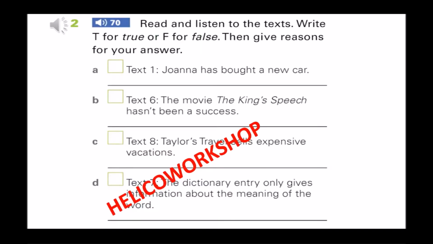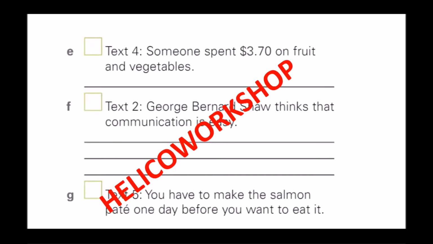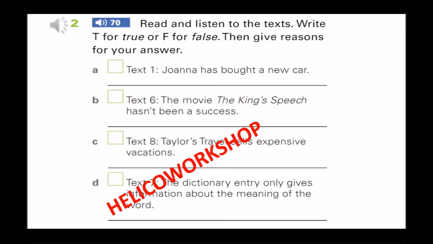Exercise number 2. Elico Workshop, page 125. Exercise 2, reading 1. Elico Workshop, from exercise C to exercise G. We are working on the first 2 exercises that are left. Read and listen to the texts, write T for true or F for false, then give reasons for your answer.